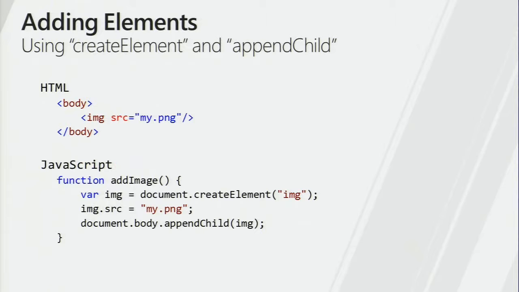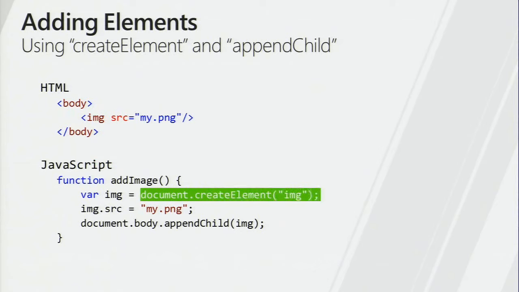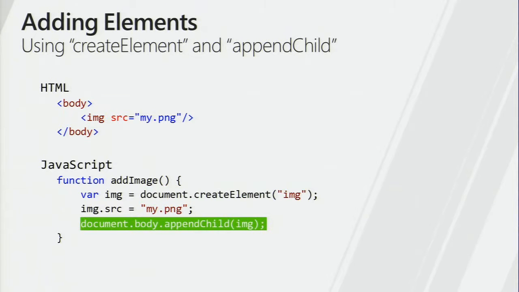In addition to changing the text that's inside of an element, you'll probably want to add and remove and move around elements in the page. For example, if we want to create the HTML we see here where we have an image within our body, we could create a simple addImage function that calls createElement, simply passing in the name of the tag that you want to create, img in this case. You can perform whatever other configuration you need, and then you can append it to another element, in this case the body.